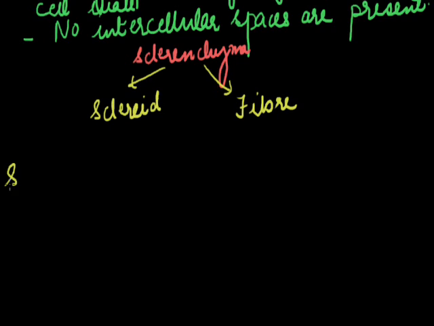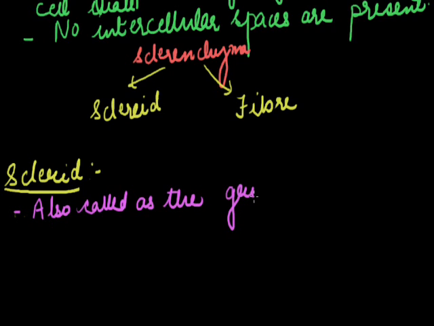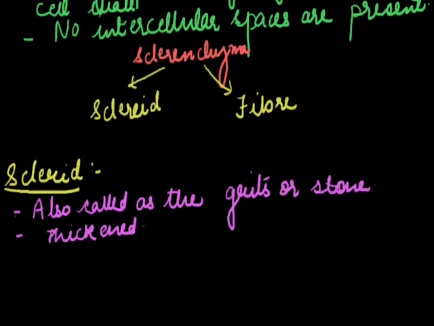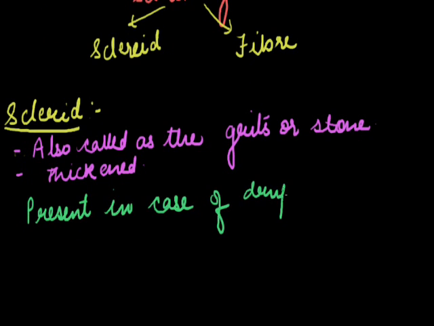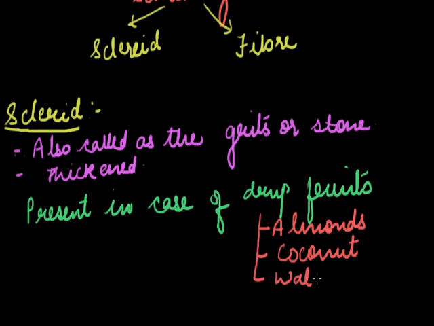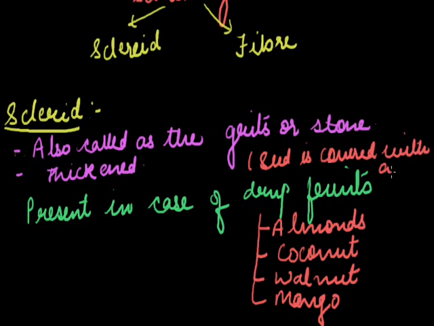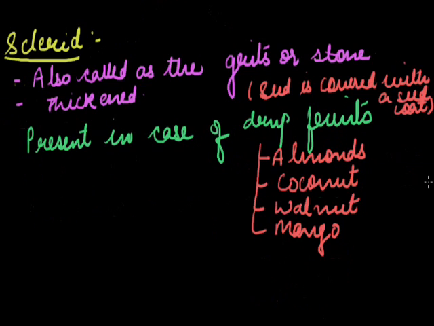Now if we discuss the sclereid first, what is sclereid? The sclereid is also called the grits or stones. They are extremely dense cells or thick cells. They are extremely thickened. They are present in cases of drupe fruits. What are drupe fruits? Drupe fruits are fruits like almonds, coconut, walnut, mango, where the seed is covered with a seed coat. Those fruits are referred to as drupe fruits. So there they are present.